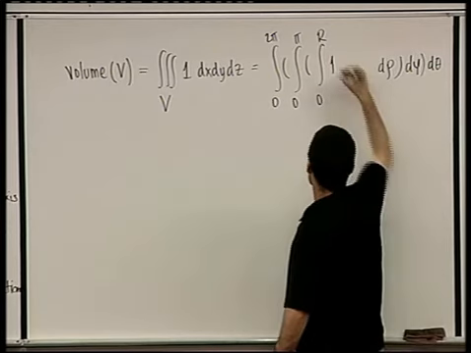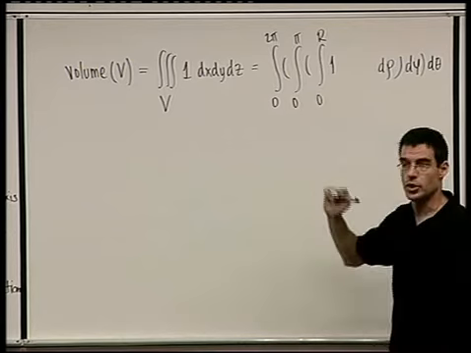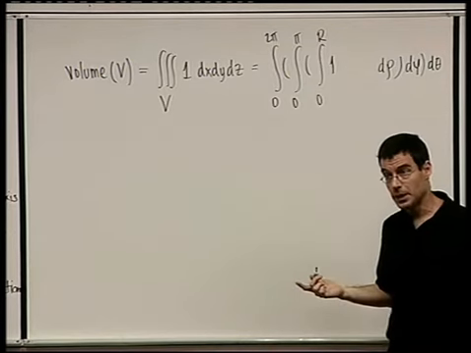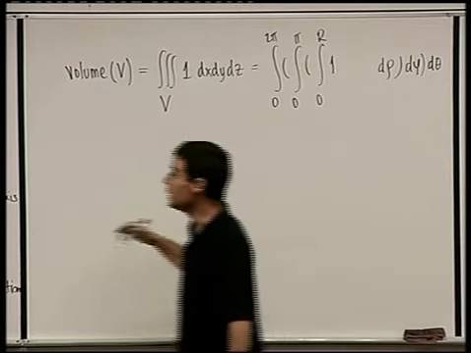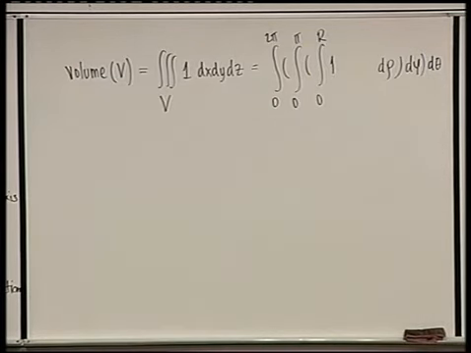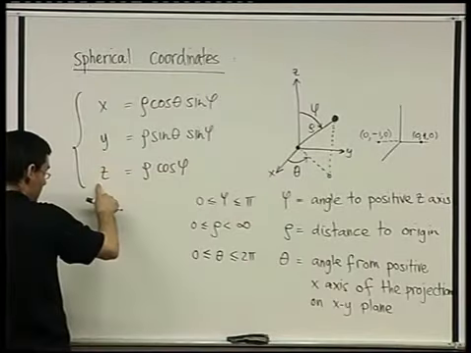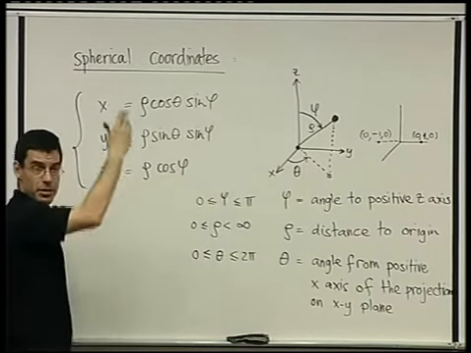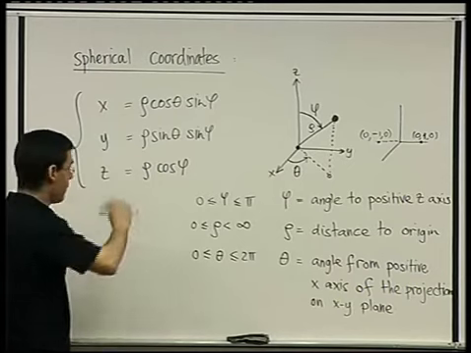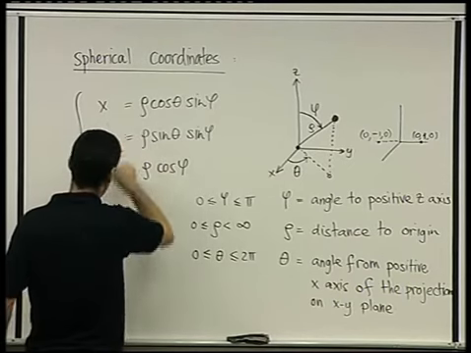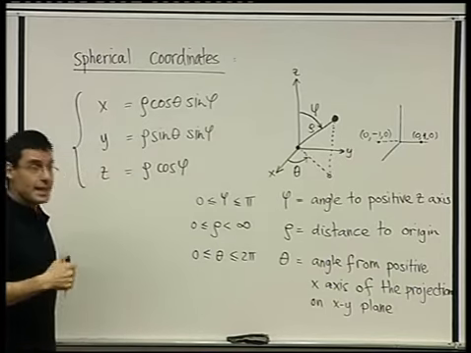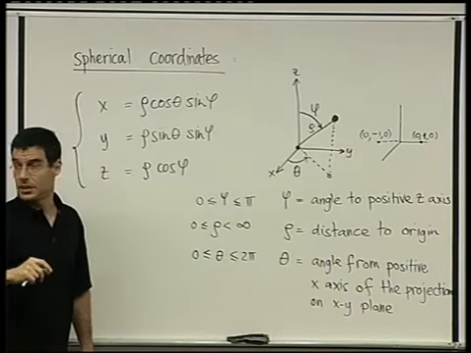1 times the Jacobian. What's the Jacobian? So we need to calculate the Jacobian. The Jacobian is going to be, if you look here a second, so these are x, y, and z as functions of rho, theta, and phi. It's going to be a 3 by 3 determinant of the partial derivatives of x, y, and z with respect to rho, theta, and phi. Okay? And that's a slightly tedious calculation.